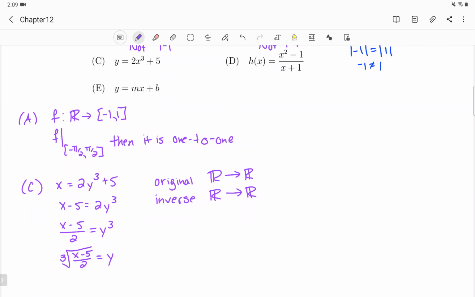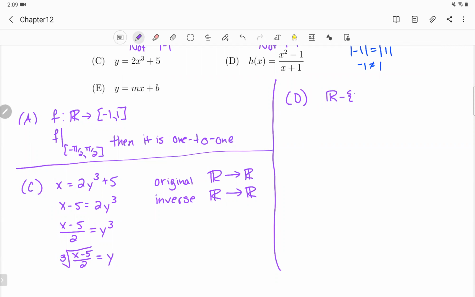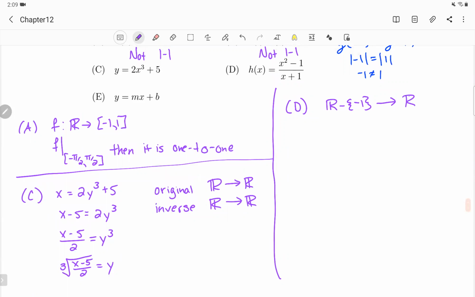Let's look at D. What about D? It has a hole in it, but is it 1-to-1? Yes. So it does have an inverse, but because of that hole, you're right. My domain is the reals take away -1, right? I can't have -1. And that got mapped into, what was it? The reals take away -2, I believe, is where the hole falls on the y-axis.